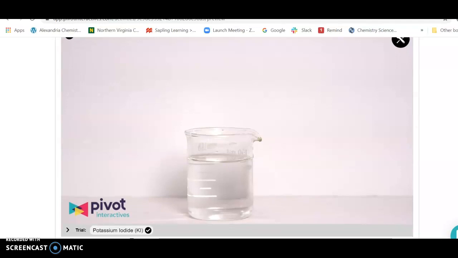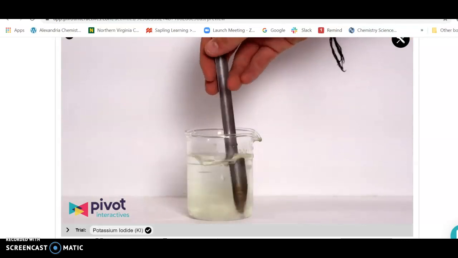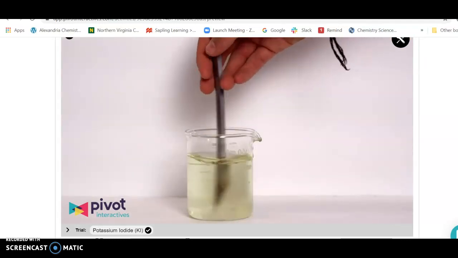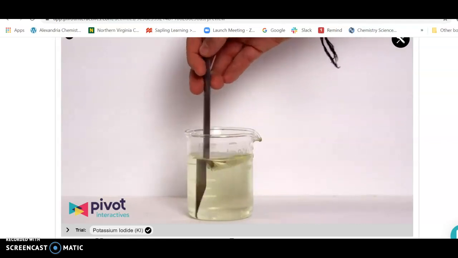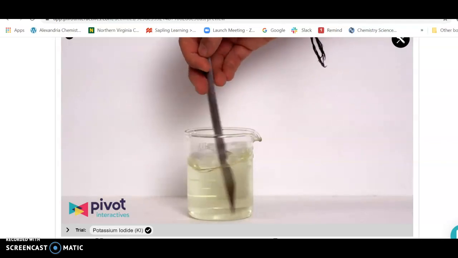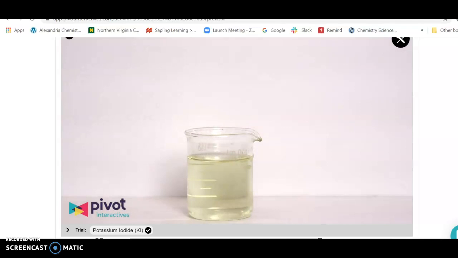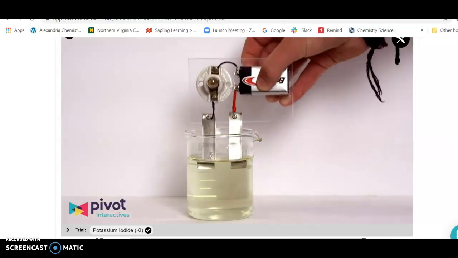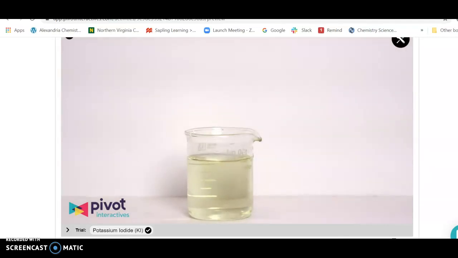As they put potassium iodide into the water, give it a good stir, and then see if it conducts electricity, they'll put in the metal strips hooked up to the battery and the light and see what occurs. So give it a second while they stir here. Still stirring. And when they put that in, electricity is conducted, and we can see that with the light bulb coming on.